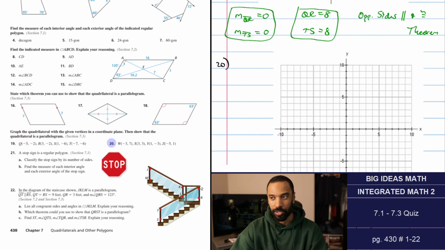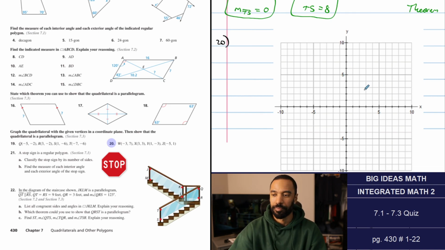Does number 20 have horizontal lines? I have no idea. W is at negative 3, 7. X is at 3, 3. Y is at 1, negative 3. Does not look like anything's going to be horizontal here. Z is at negative 5, 1.